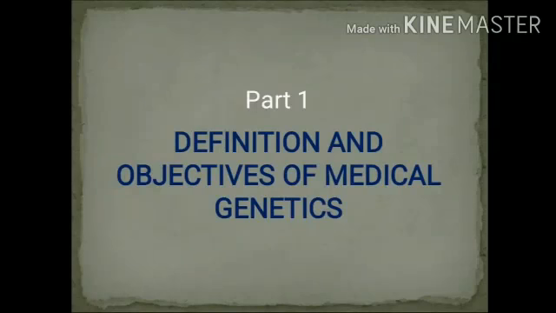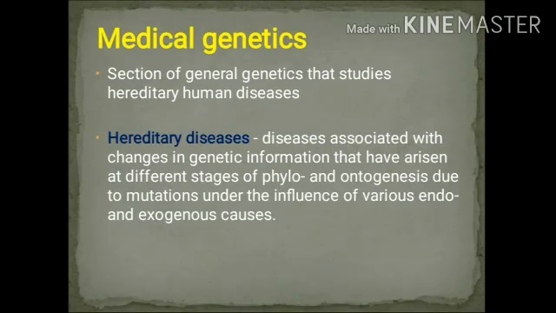Definition and objective of medical genetics. Medical genetics is a section of general genetics that studies hereditary human disease. Diseases associated with changes in genetic information are called hereditary diseases, which have arisen at different stages of phylogenesis and ontogenesis due to mutations under the influence of various endogenous and exogenous causes.